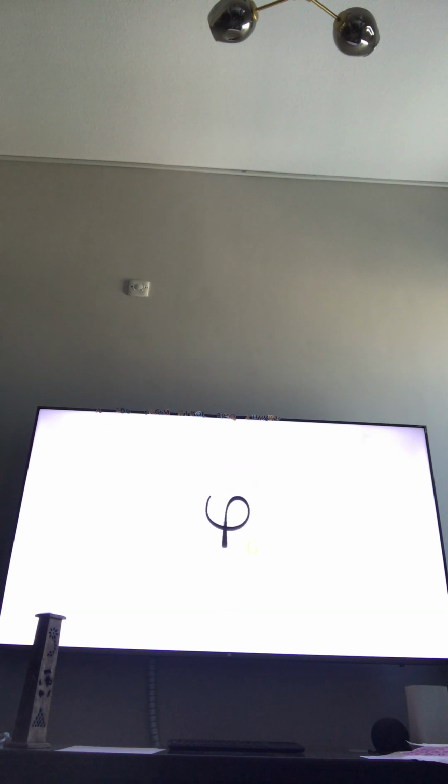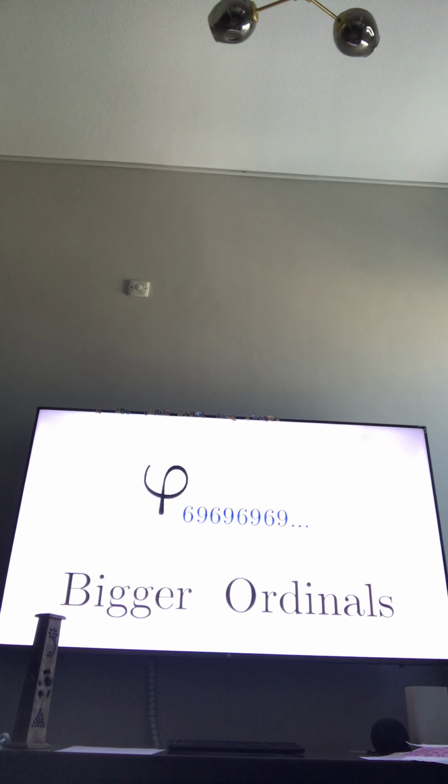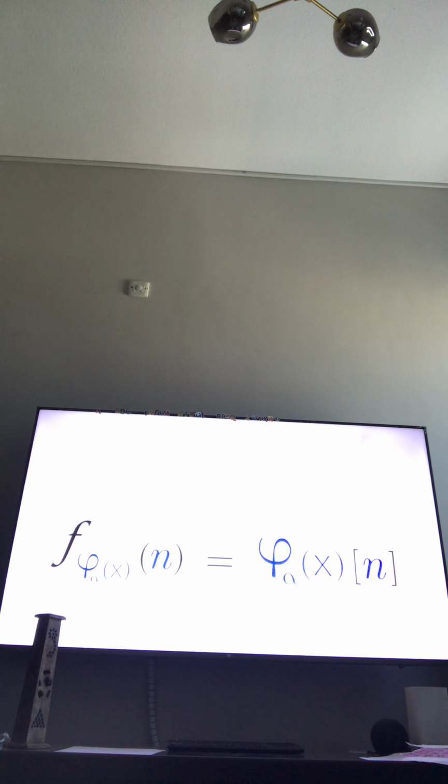We can keep increasing the index of phi. This way, we are effortlessly creating bigger ordinals. Remember, omega is just equal to phi 0, and epsilon is just equal to phi 1. So how do we use phi alpha of x in the fast-growing hierarchy? We simply plug it under f. Alternatively, it can also be written like this.